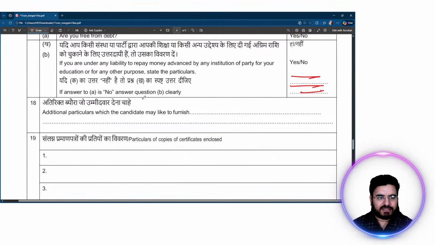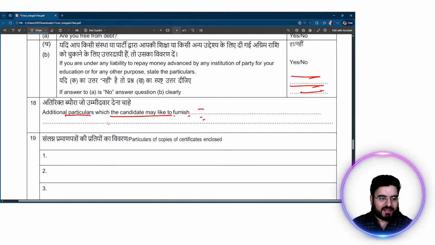Next is additional particulars which the candidate may like to furnish. For example, if you have done something good, or let's say if some FIRs are pending, you can mention all these things. But I believe here you should mention some achievements or some other thing in detail. Don't hide anything. If you have done something good, please mention it. If some legal actions are going against you, do mention it also.